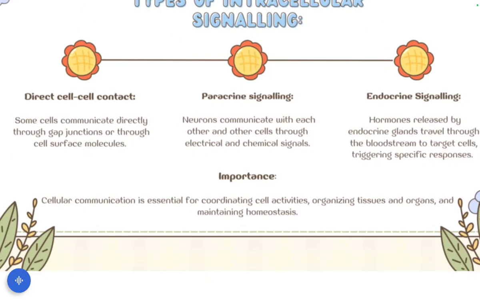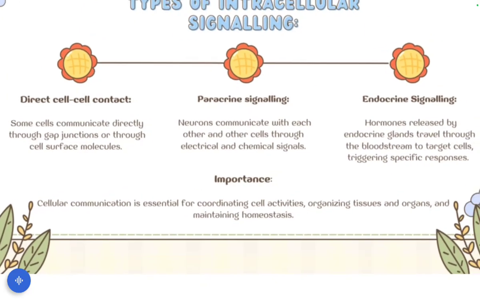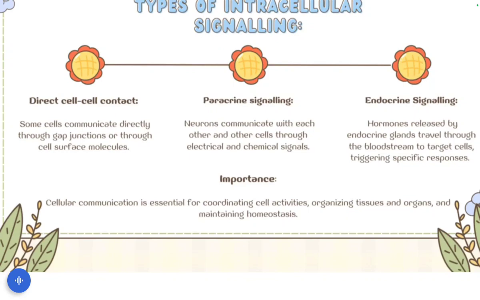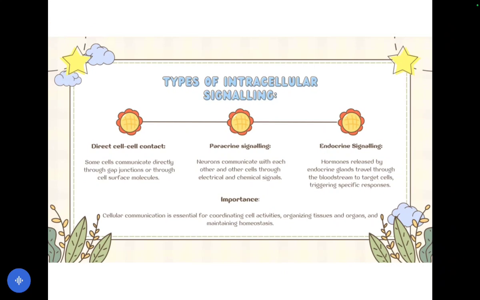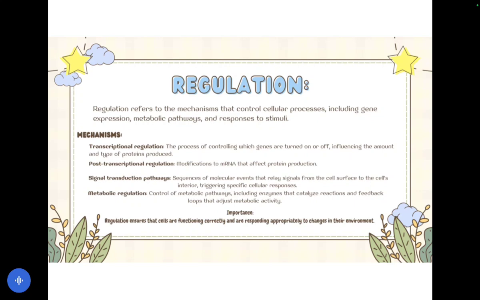Okay, so cellular communication is essential for coordinating cell activities, organizing tissues and organs, and maintaining homeostasis. So next we have regulation. Regulation refers to the mechanism that control cellular processes, including gene expression, metabolic pathways, and responses to stimuli.